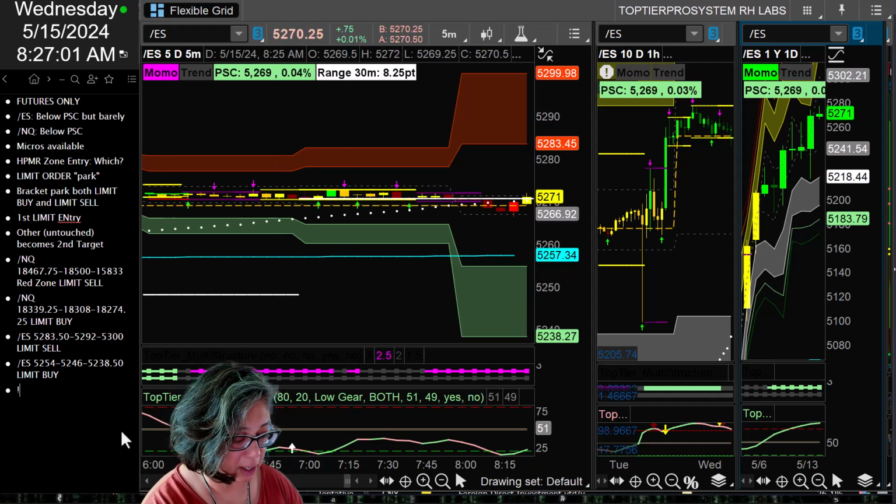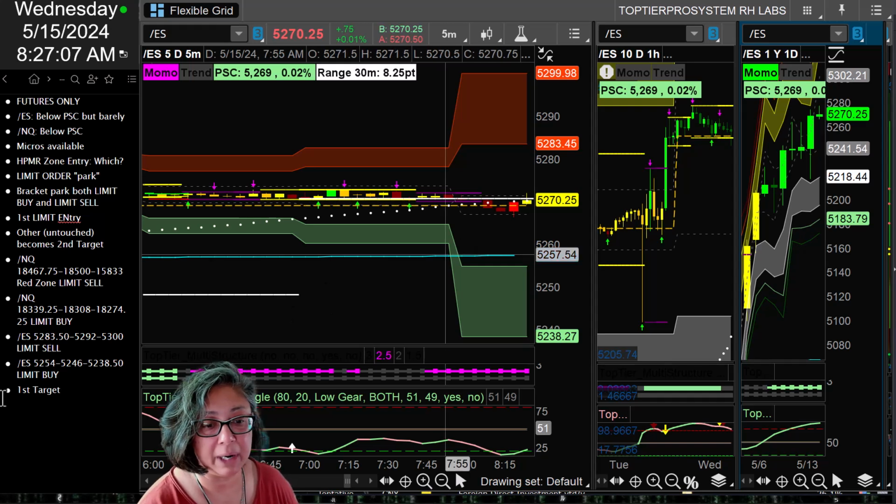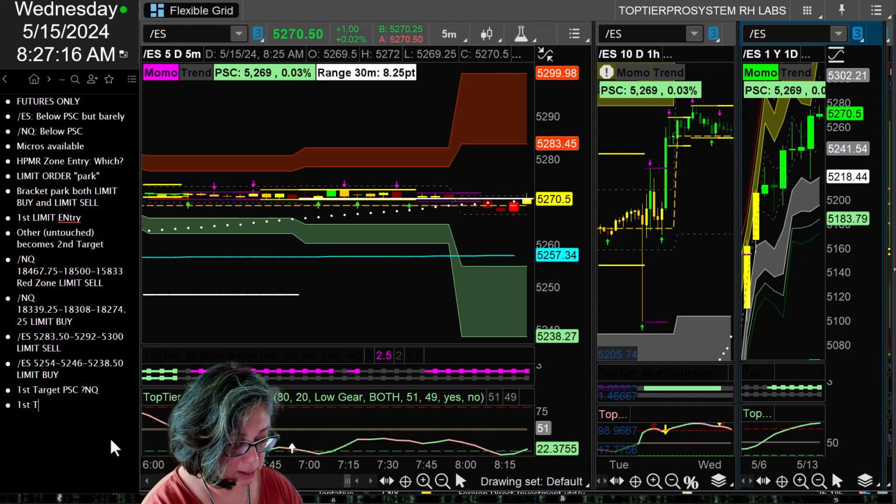So the first target on either, this just happens to be the way it is today. Otherwise, I'm looking for the middle of the range. And the first target on both is going to be that previous session close. So on the NQ and on the ES.